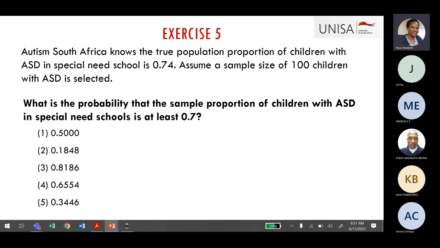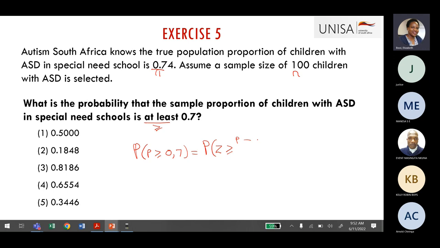Okay, can I give you a few minutes to answer the next one? Autism South Africa knows the population proportion of children with ASD in special needs school is 0.74, that is your population proportion. Assume that a sample size of 100, which is our N, is selected. What is the probability that the sample proportion of children with ASD will be at least, which is greater than or equal to 0.7? So they're asking you to calculate the probability that the sample proportion will be greater than or equal to 0.7.